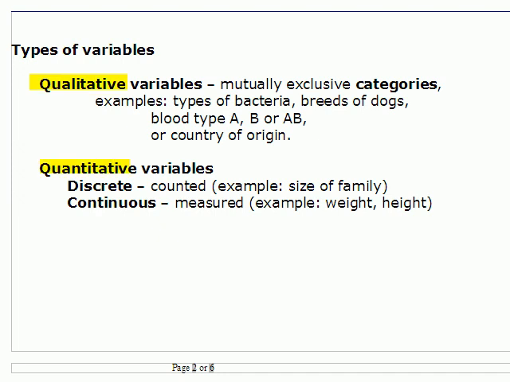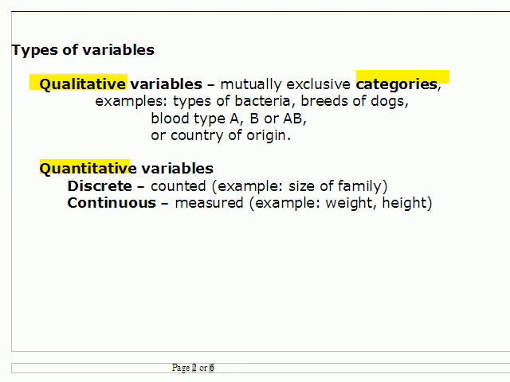So a qualitative variable is a category. Typical examples would be the breed of dogs or a blood type. It's just simply a name. Country of origin is a qualitative variable.